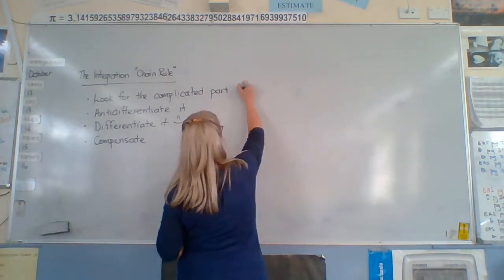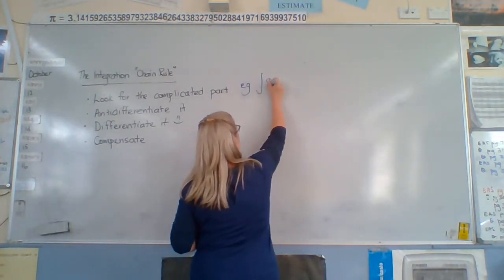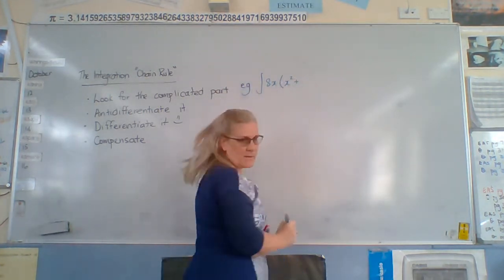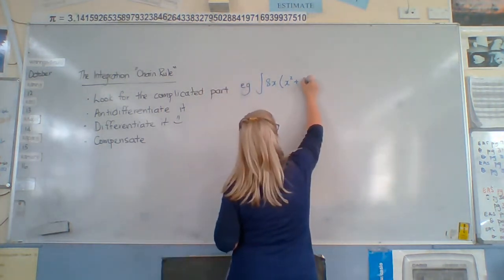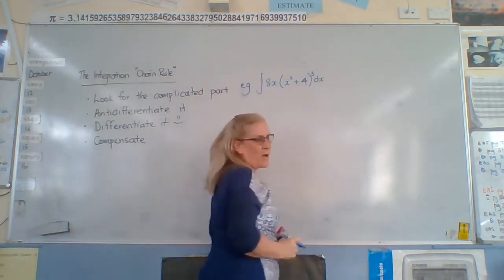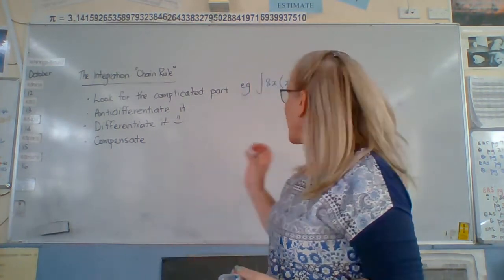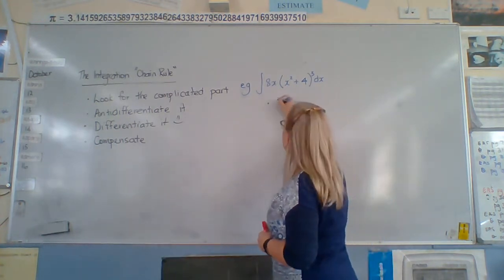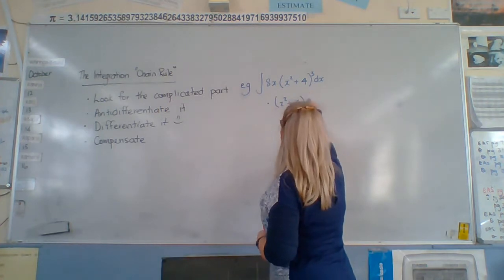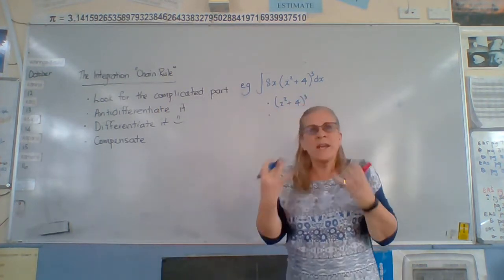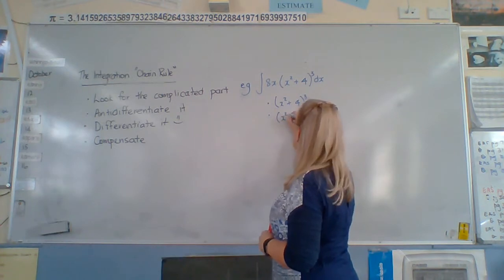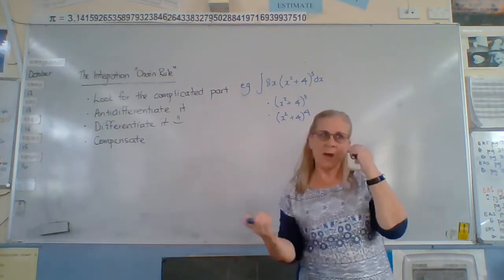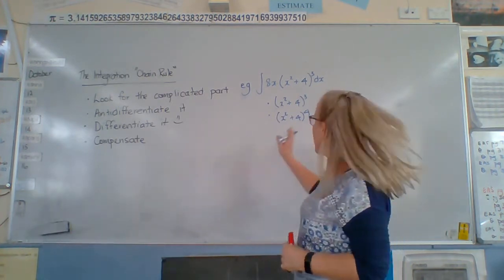All right? So what sort of questions would you have to do this to? Let's look at an easy-ish one. So the complicated part obviously is not the 8x. The complicated part, first of all, is the x squared plus 4 to the power of 3. Where did it come from? It came from x squared plus 4 to the power of 4. We take the power, we multiply by it, and we do lots of other things. But that's where it came from.